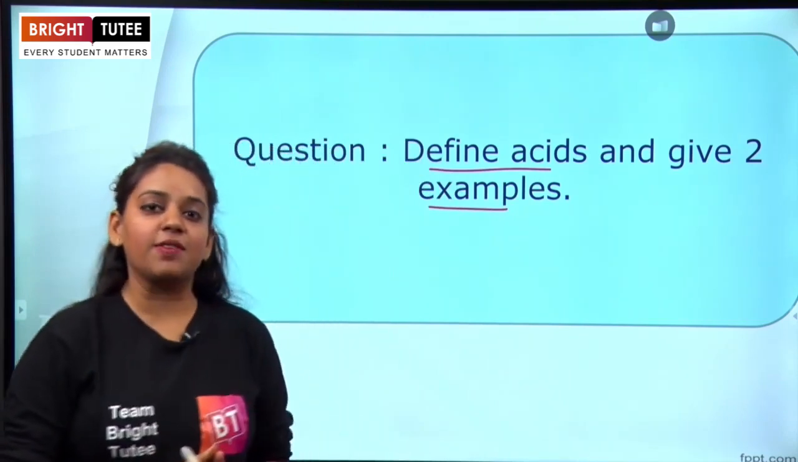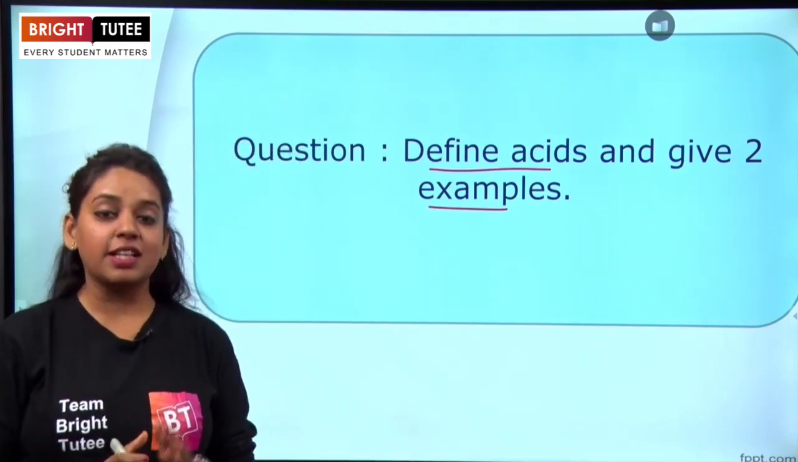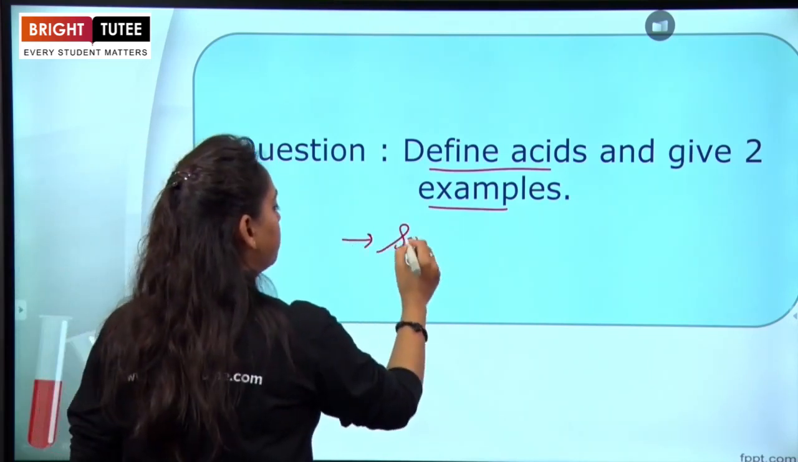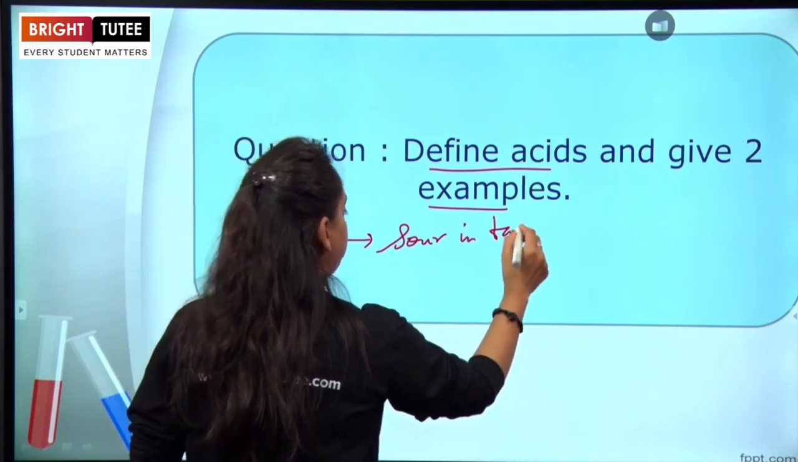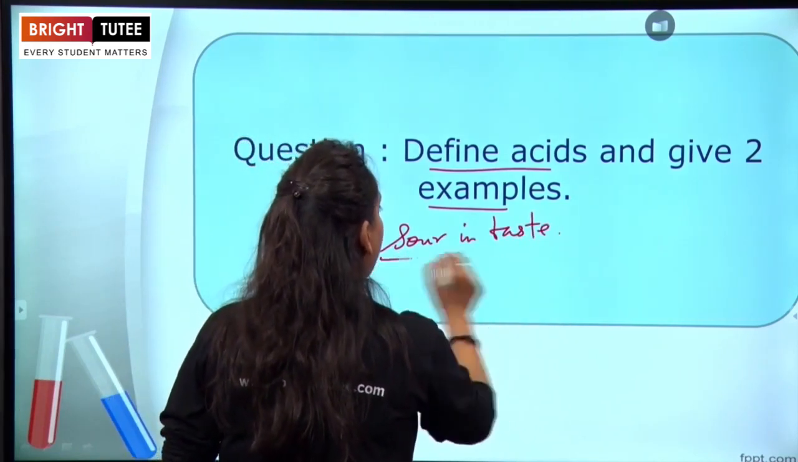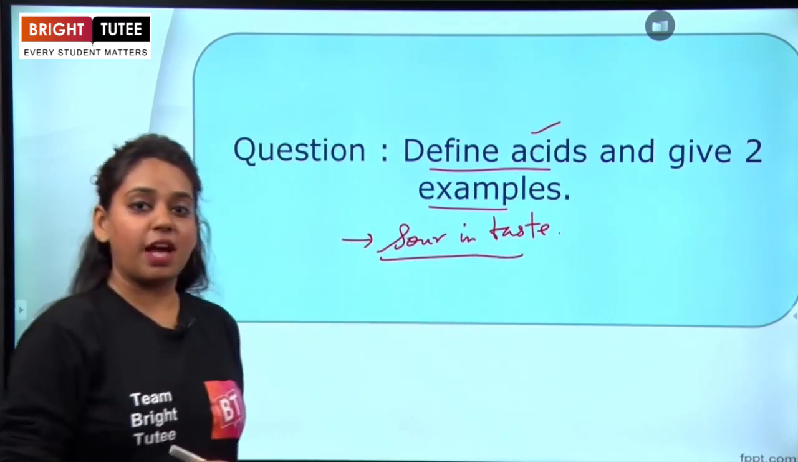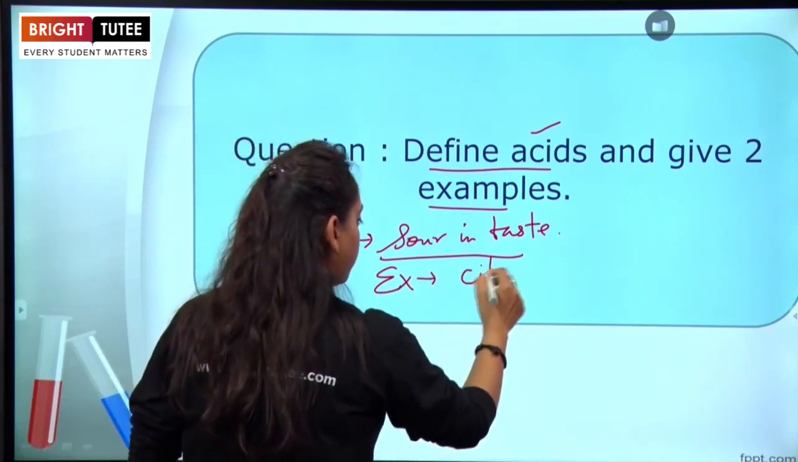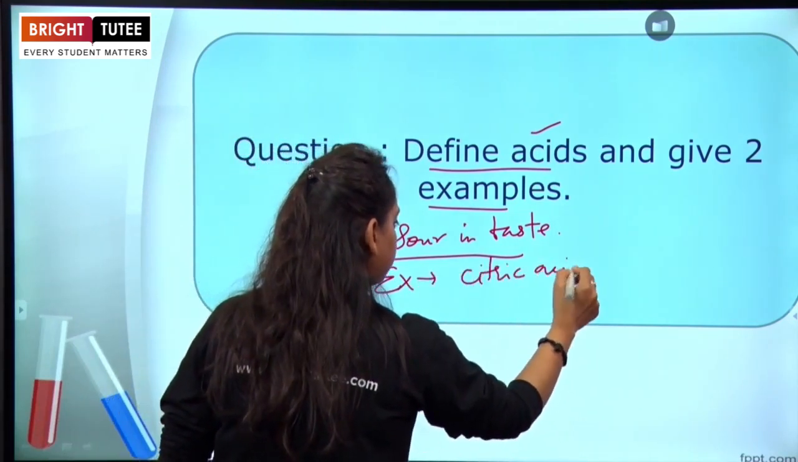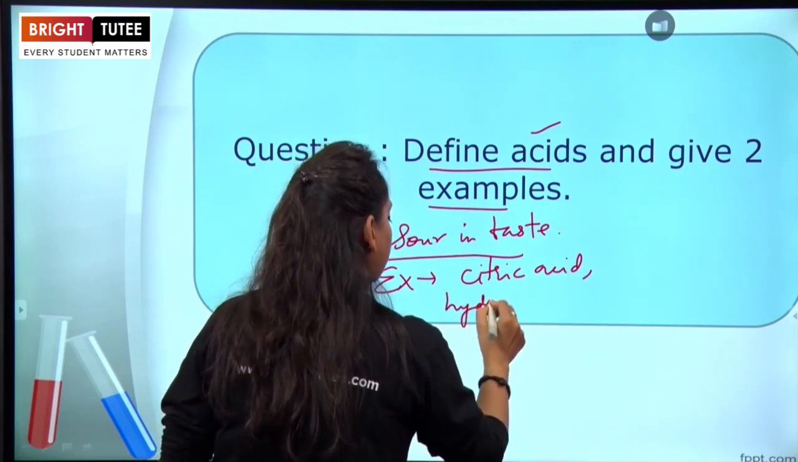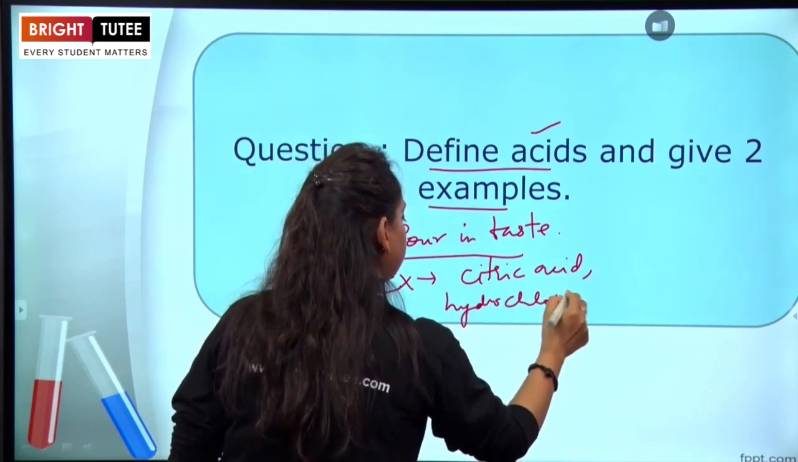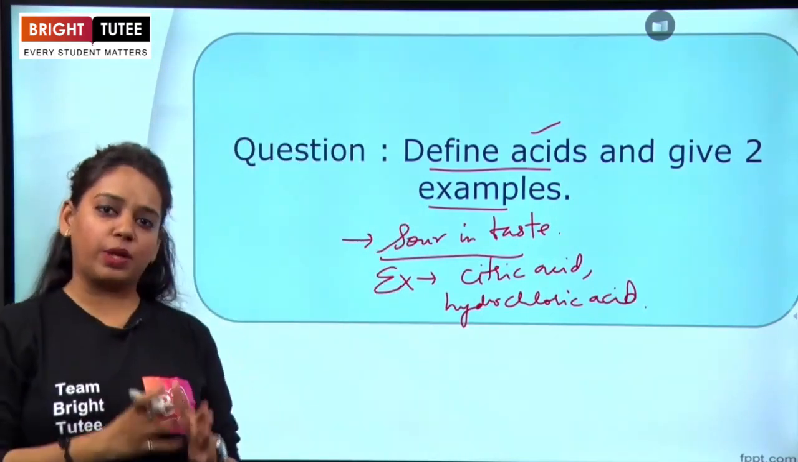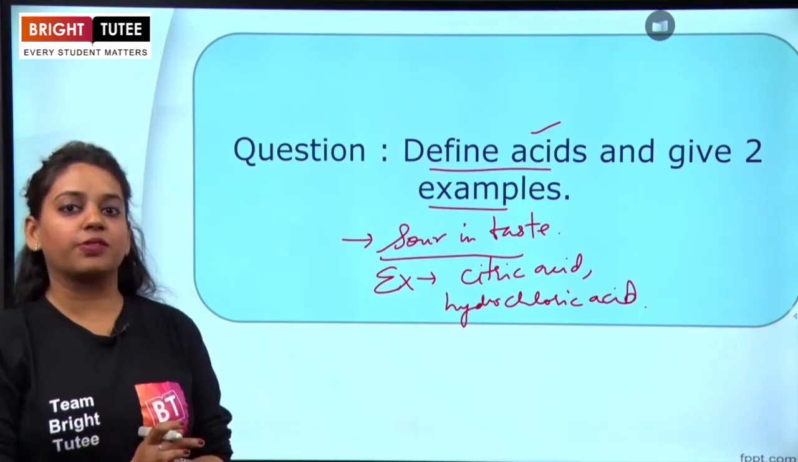So children, we have studied the definition of acids, that is the substances which are sour in taste. So the substances which are sour in taste are known as acids. And what are the examples of acids? We have discussed several examples. It can be citric acid, or it can be hydrochloric acid, oxalic acid, tartaric acid. We have studied so many acids and you can mention any two examples of the acids.